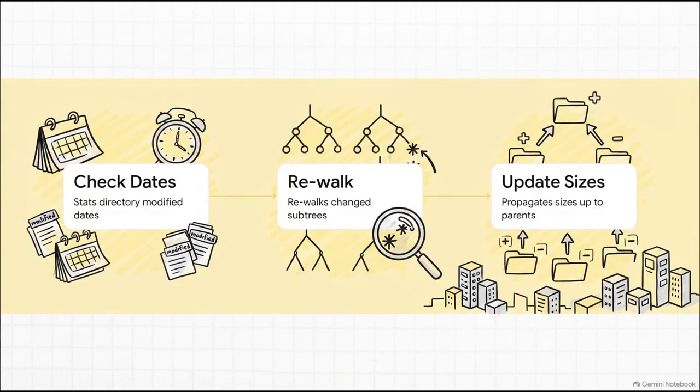But files changed, right? You add things, you delete things. To handle this, the app uses an incremental refresh background pass. Instead of just throwing away the cache and rescanning the entire drive from scratch, Bytopolis does something way smarter. First, it quickly checks the modified dates of the directories it already indexed. Second, it only rewalks the specific subtrees that have actually changed. And third, it calculates the size differences and propagates those updates all the way up to the parent folders, so you get real-time accuracy while saving a massive amount of processing power.